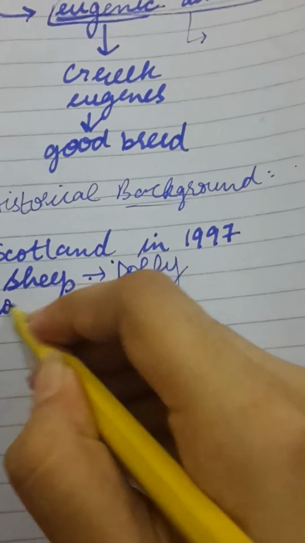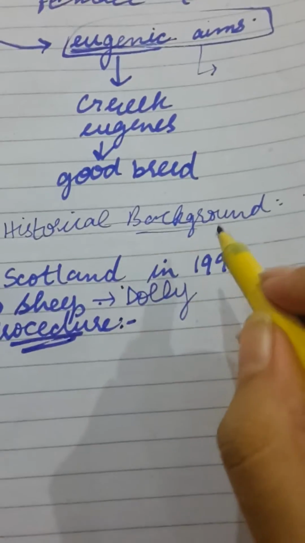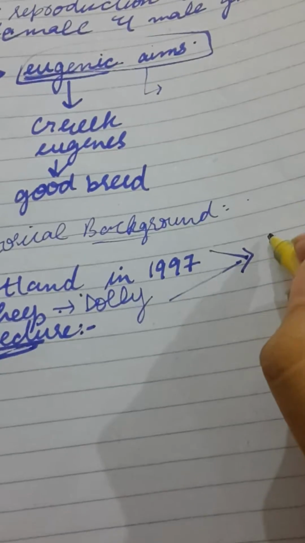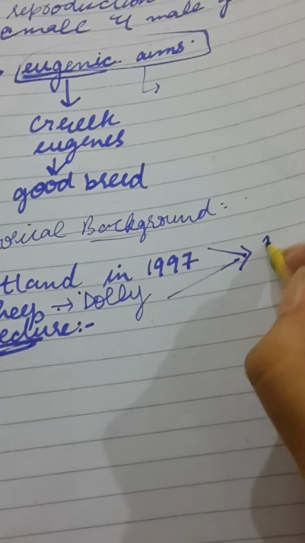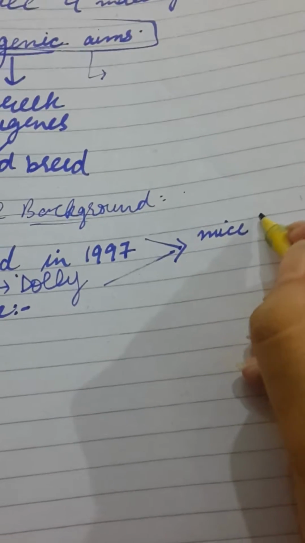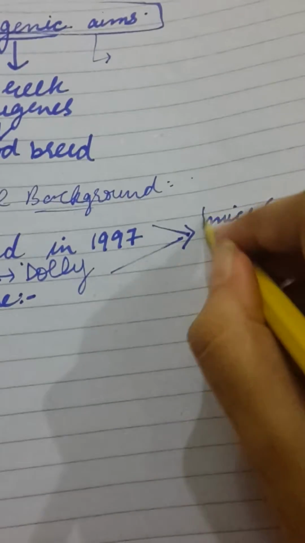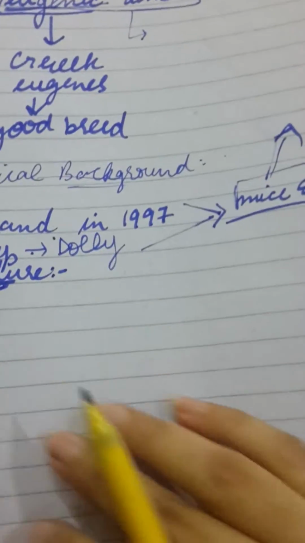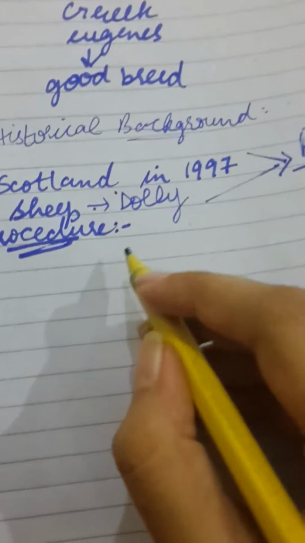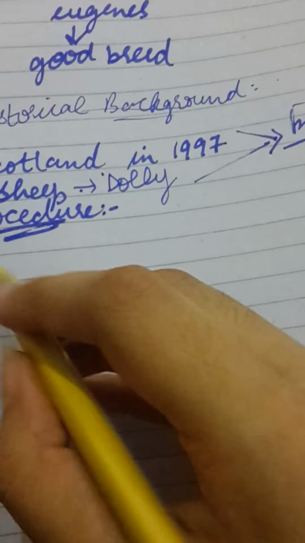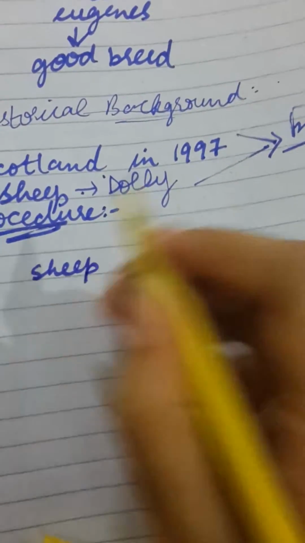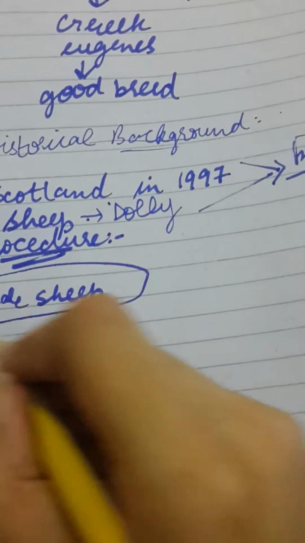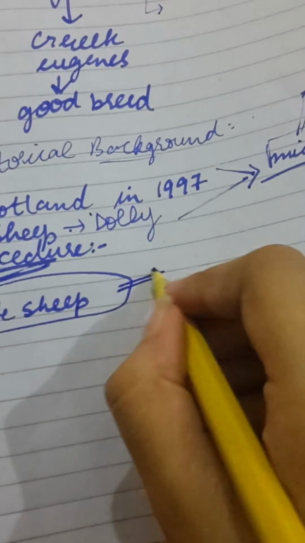Now I'll tell you the procedure of how we can perform cloning. Also remember that up till now most of the organisms used for cloning are mice and cows, because these are very useful animals and used for various purposes. Okay, now let's discuss the procedure through which we can do cloning. Let's take the example of a sheep. I take a female sheep which is very useful for some purpose, that's why I want a clone of it.